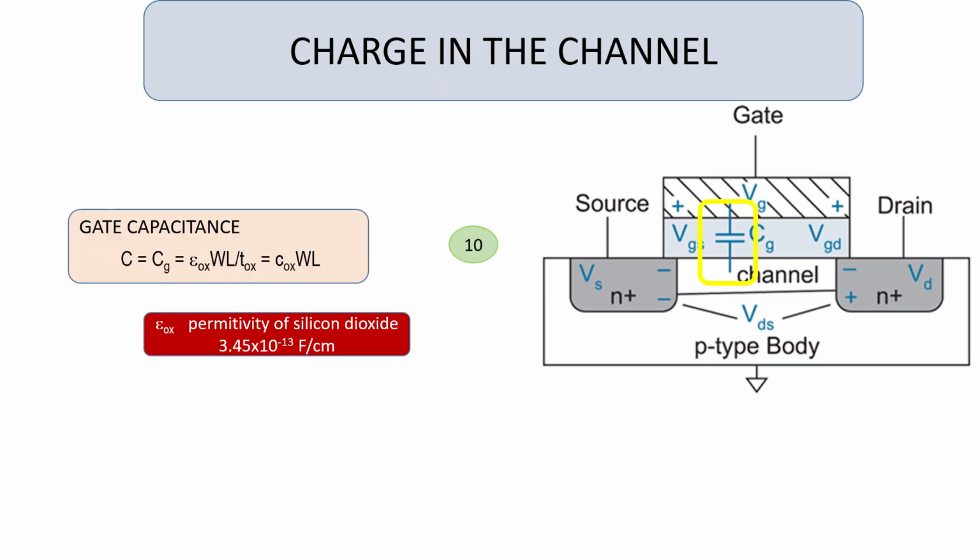Gate capacitance is epsilon ox W L by T ox. Remember, W is the width of the transistor, as was seen in one of the previous slides. Epsilon ox is the permittivity of silicon dioxide. T ox is the thickness of the gate oxide. Epsilon ox by T ox gives C ox.